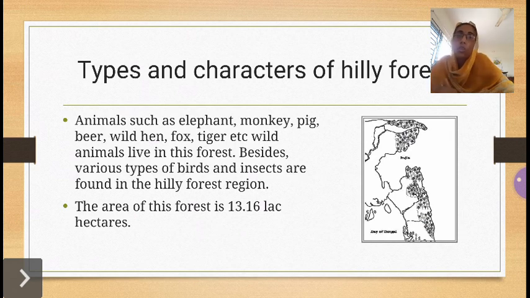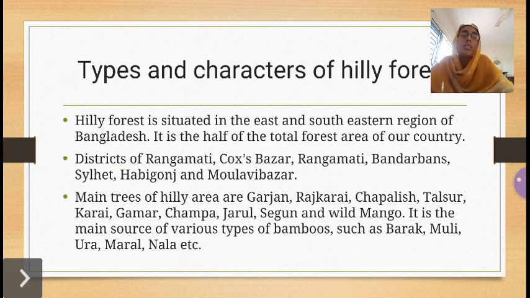So in this portion, you have to know the names of the trees and which part this forest is located in, such as the east and southeastern region of Bangladesh. This is important for MCQ questions and also for creative questions. You may get a creative question such as: describe a forest that is located in the east and southeastern regions. If you do not know that the hilly forest is located in the east and southeastern region, you could not give a proper answer.